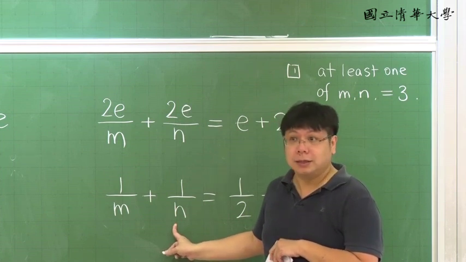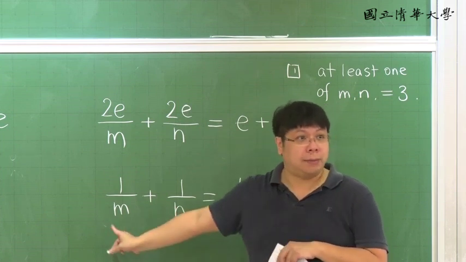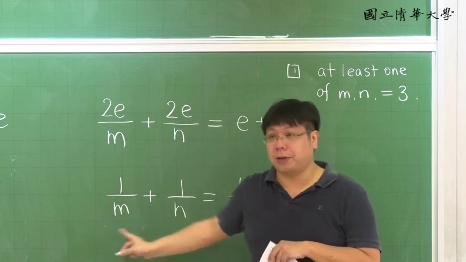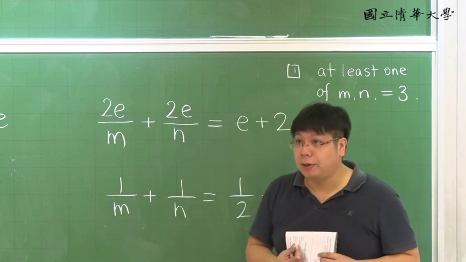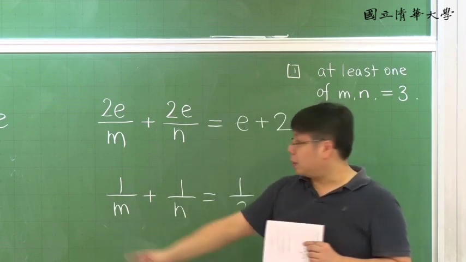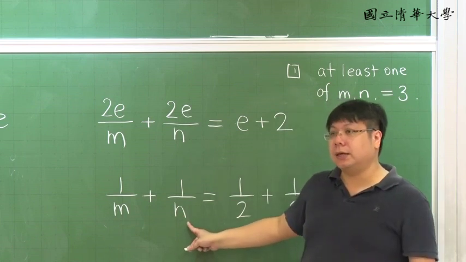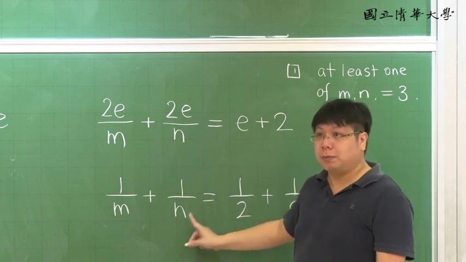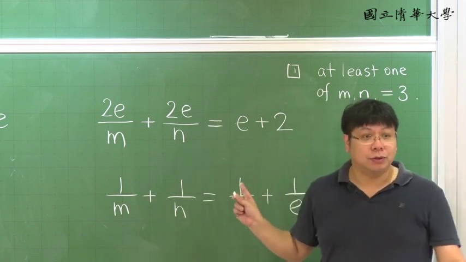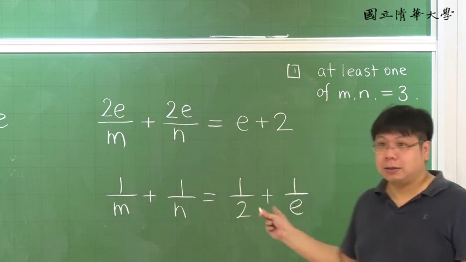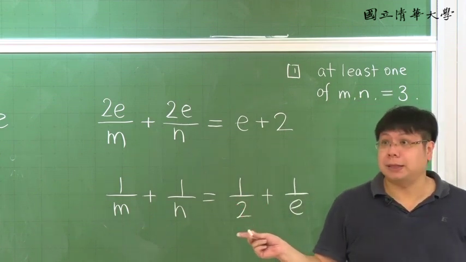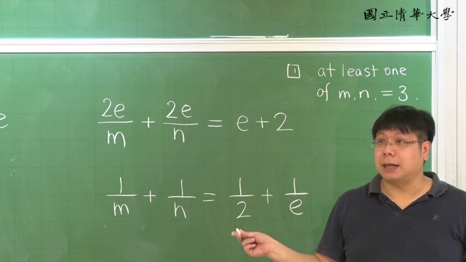Because if neither m nor n is equal to 3, then both of them must be greater than or equal to 4. But 1 over 4 plus 1 over 4 is at most 1 over 2, while on the right-hand side it's at least 1 over 2. So it cannot be true. Does that make sense?